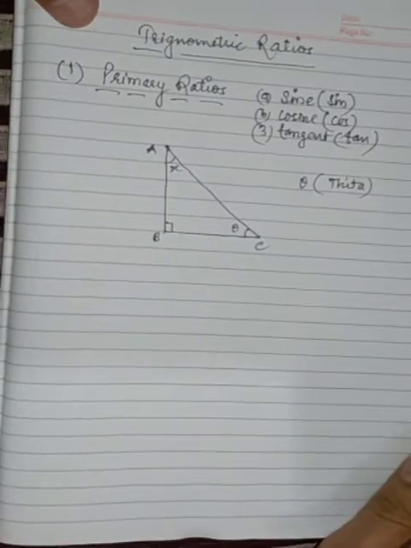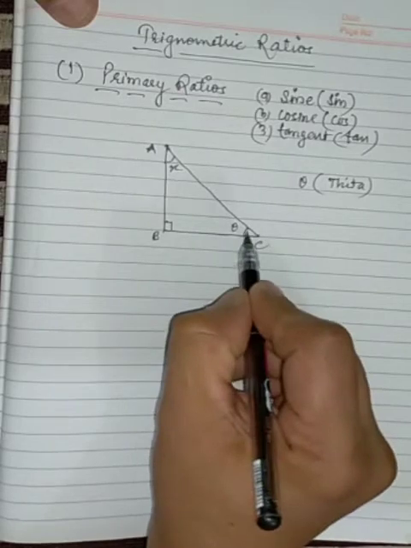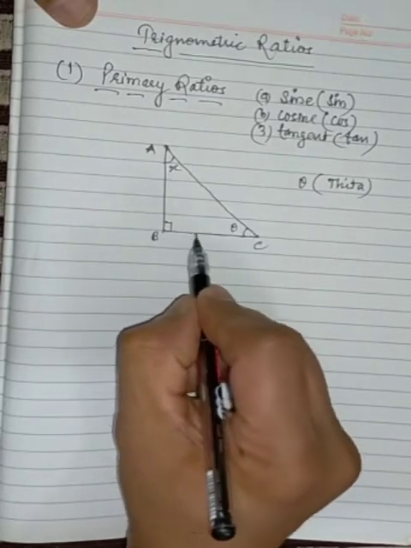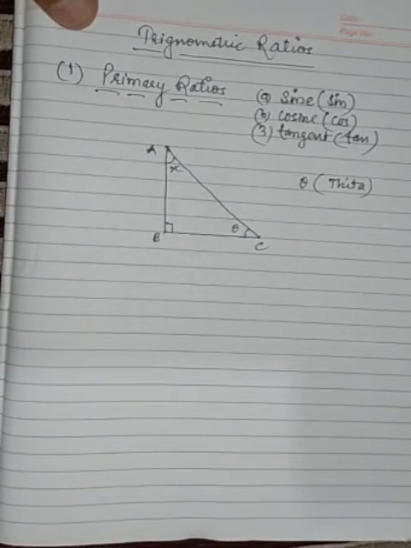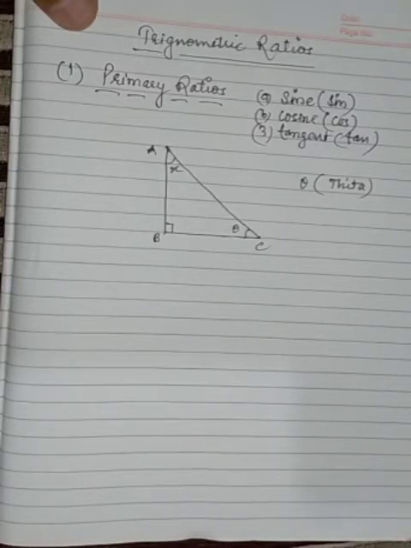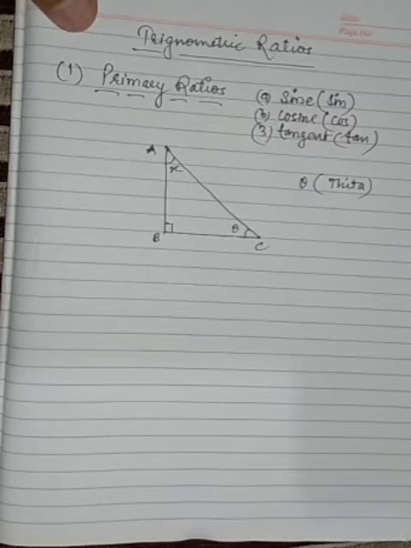Now, for this triangle ABC, where angle B is 90 degrees and angle C is theta, these two are the base angles. Both are lying on the base, so they are called the base angles. Whenever we study the ratios of trigonometry, we have to make sure that we define those ratios only for the base angles. Here X is our vertical angle, not a base angle. So we will study the primary ratios sine, cos and tan for the base angle theta.